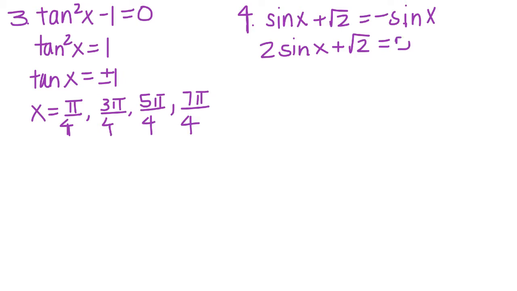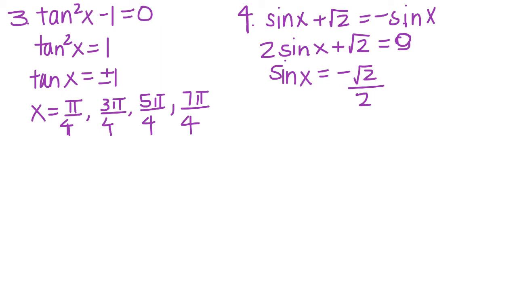If you're multiplying, that's where sine squared x comes from. Adding, you're just collecting your like terms. And so now we're pretty close to the previous problems that we did. We're going to subtract the root 2 over. We're going to divide by 2. So I have sine of x equals negative root 2 over 2, after we do all the algebra magic.